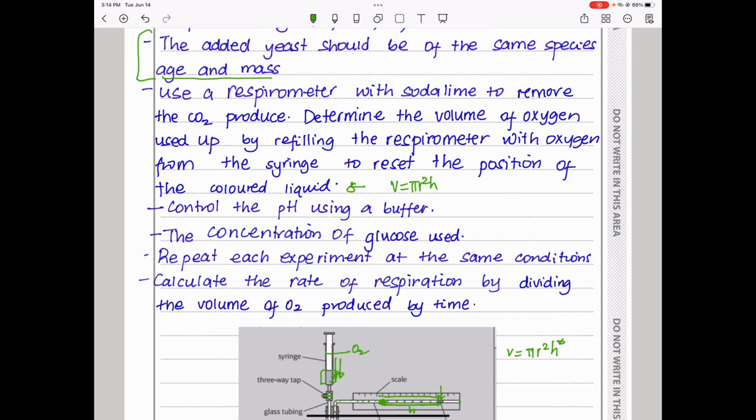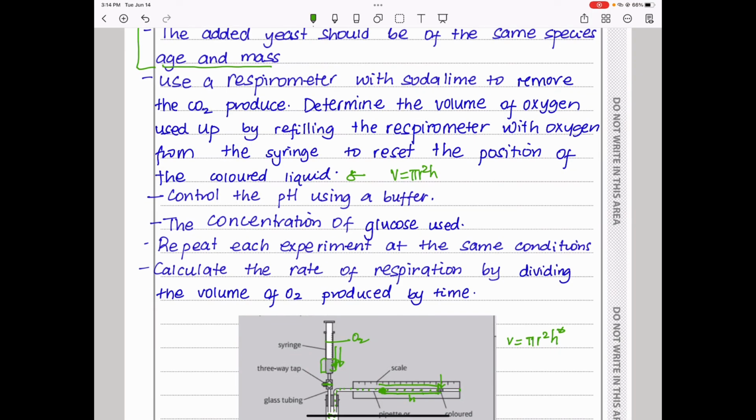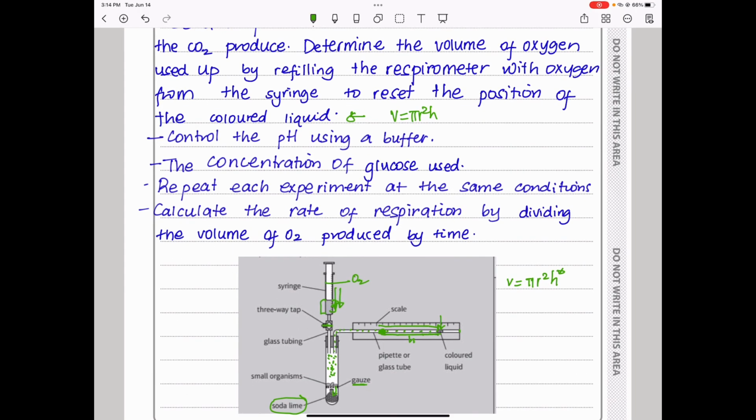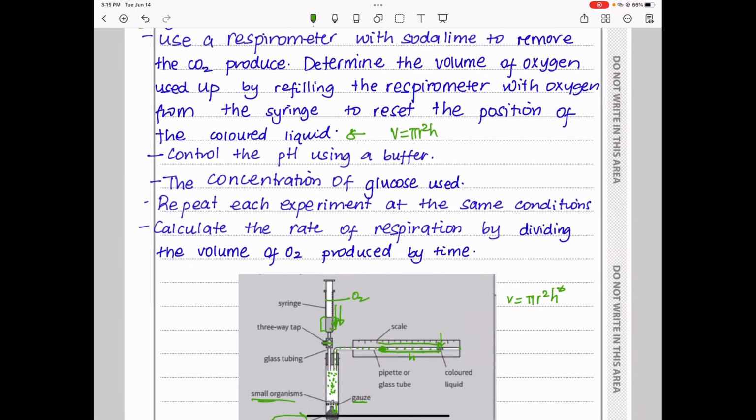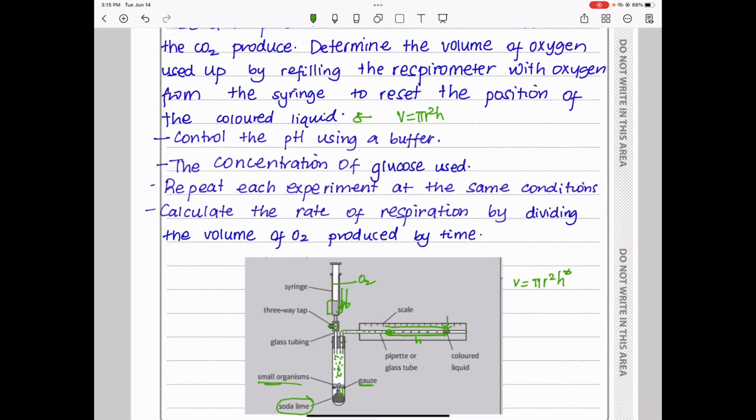Next, you control pH. Of course, the pH of the buffer solution has to be controlled using a buffer solution, and then the concentration of glucose used has to be controlled. If the small organisms are using glucose, the glucose concentration has to be the same in every repeat experiment you carry out, and then we repeat the experiment at the same conditions and calculate the rate of respiration by dividing the volume of oxygen used by the time it took the experiment to be carried out. That is how you determine the rate of respiration when the temperature is being varied, basically.